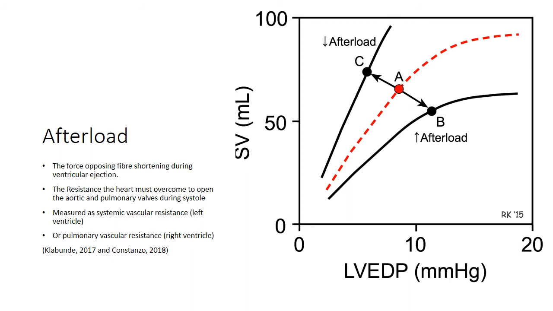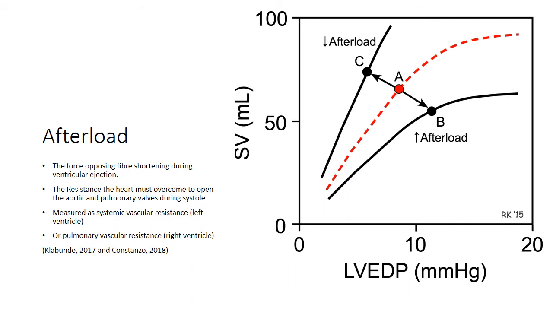The second of the concepts affecting stroke volume is afterload. We can understand this as essentially the force opposing fiber shortening during ventricular ejection. So each time the heart contracts, as the ventricles contract, the heart needs to overcome a certain amount of resistance in order to open the aortic and pulmonary valves, and we refer to this as afterload. So it's the tension or pressure within the systemic circulation, so that would be the systemic vascular resistance, and that's impacted upon the left ventricle, or the pulmonary vascular resistance, which impacts on the right ventricle.